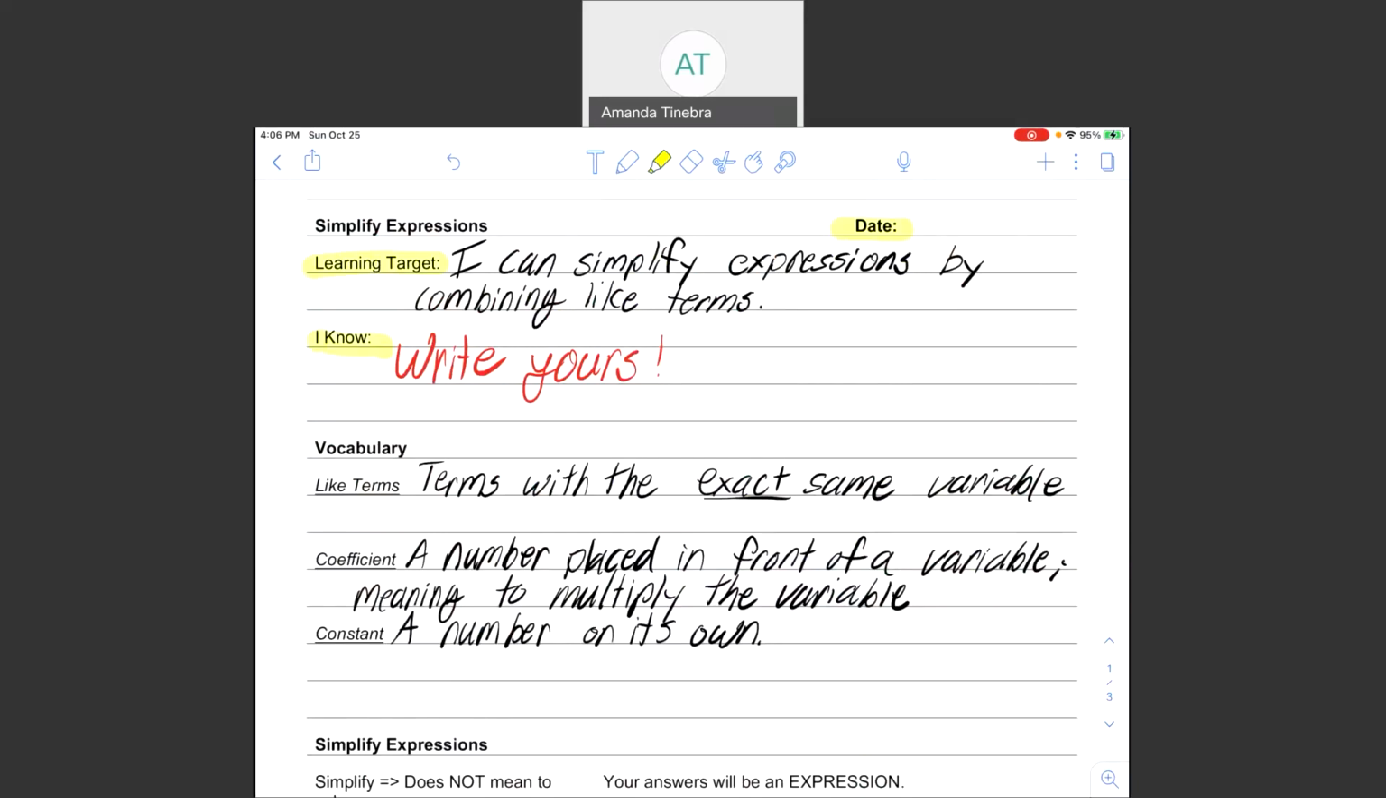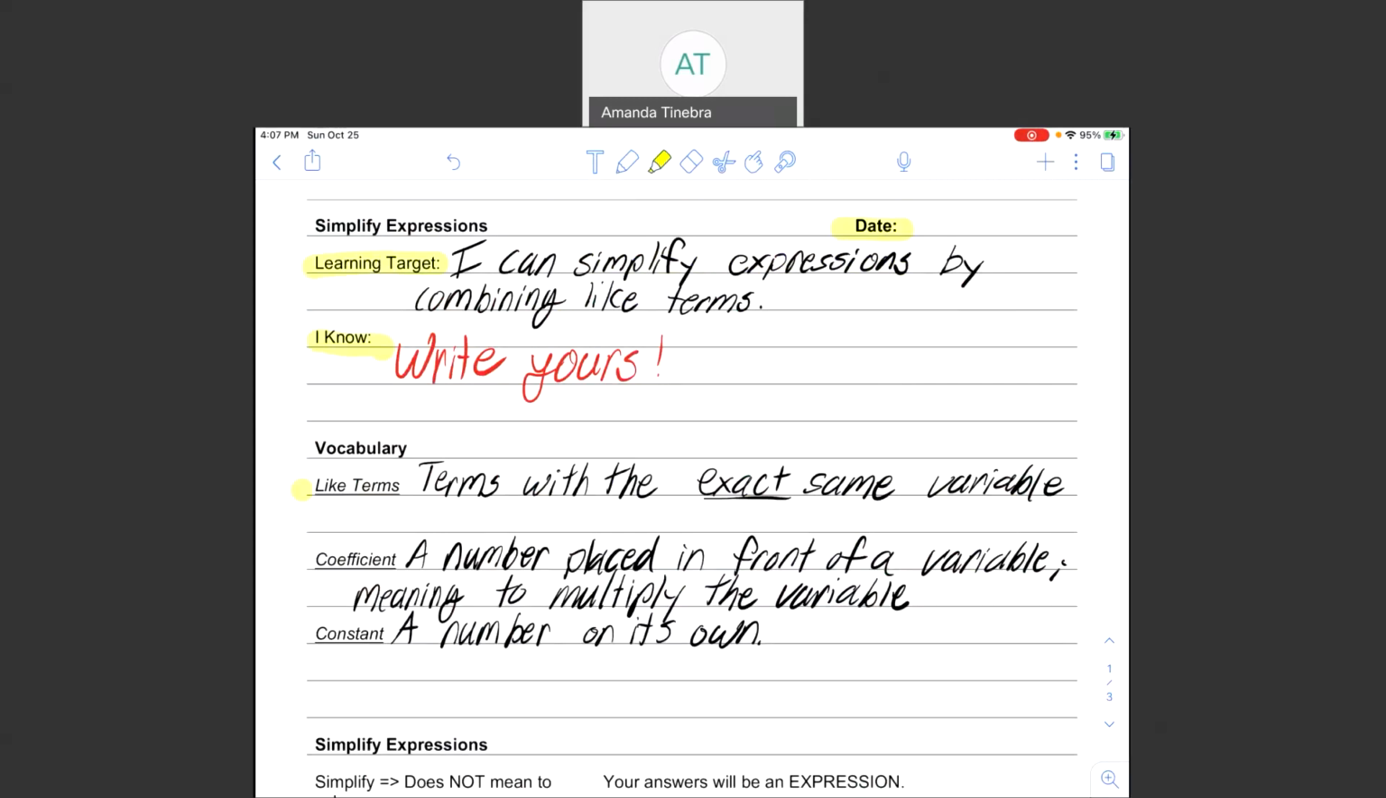For your "I know," you know what simplify means. You know what an expression is. The new thing today really is combining like terms. So for your "I know," you should be writing something about what you know about simplify or expressions.